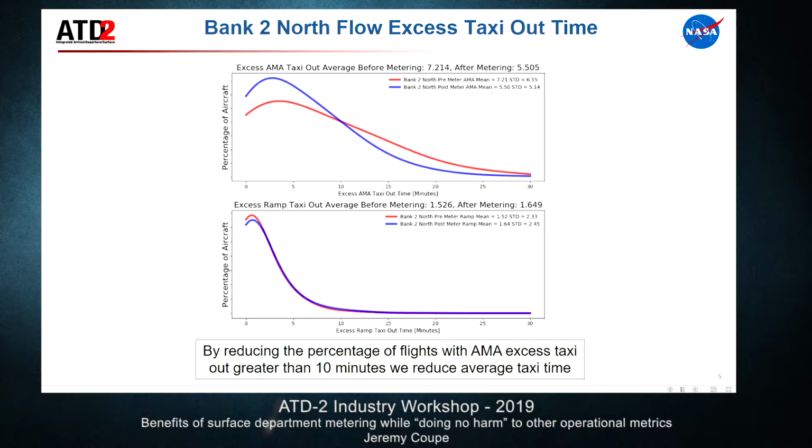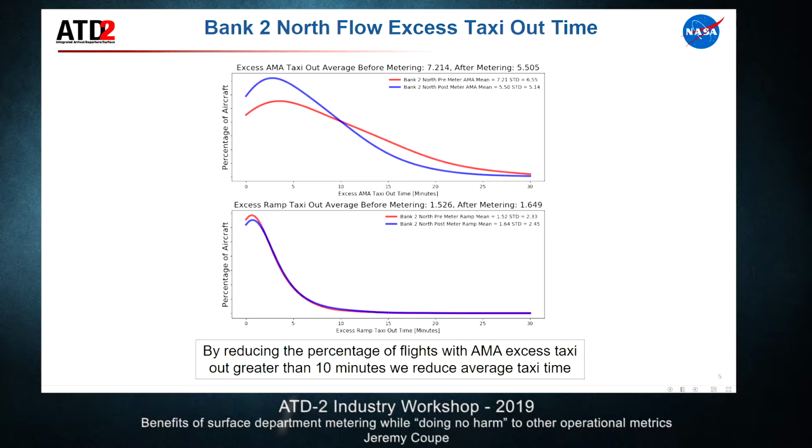On the top here, that's what we're showing. The red is our bank 2 departures before surface metering. The horizontal axis is the excess AMA taxi out time. This is, for lack of a better word, that departure queue, how long you spend sitting in the departure queue. And the blue is the set of flights after surface metering. This is for bank 2 departures in north flow. As we showed at the very beginning, about 60% of our operations are north flow, so that's what we focus on here to understand the impacts of surface metering.